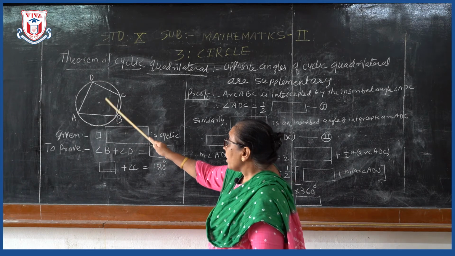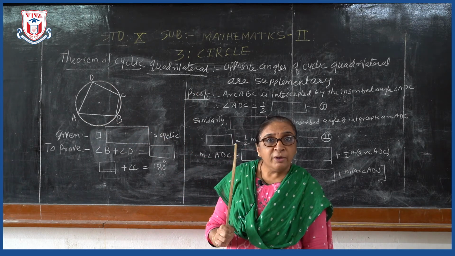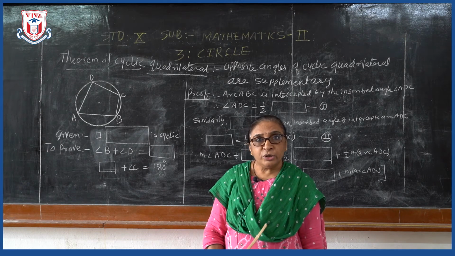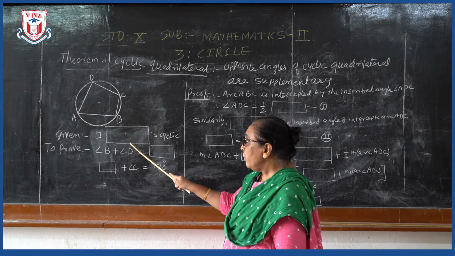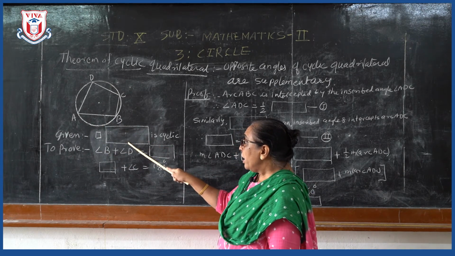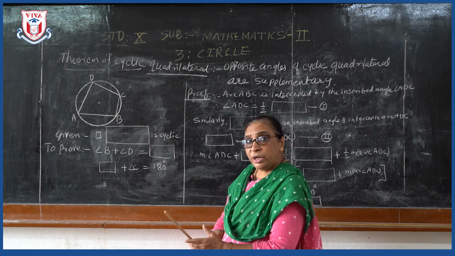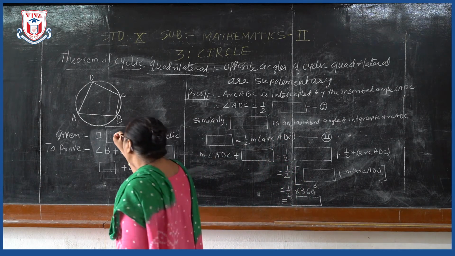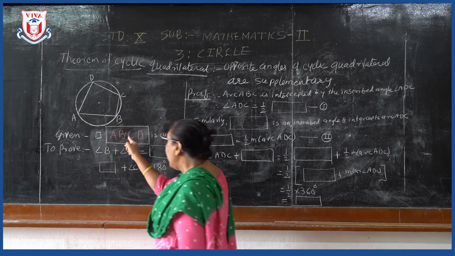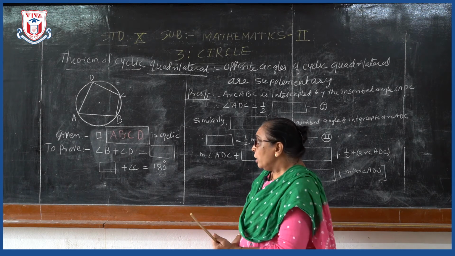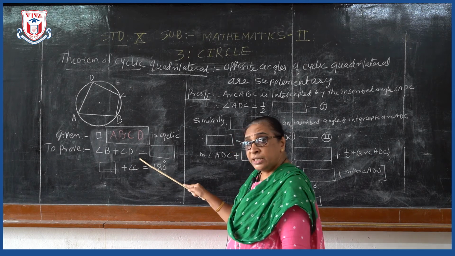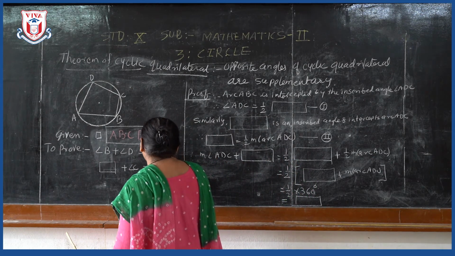Now see here, this proof is given in the form of an activity in your textbook. So in the same way we are going to solve here. Given information is what? See here, quadrilateral dash is cyclic. So which is the quadrilateral here? ABCD. Quadrilateral ABCD is cyclic. Now prove that its opposite angles are supplementary, means angle B plus angle D is equal to 180 degrees.